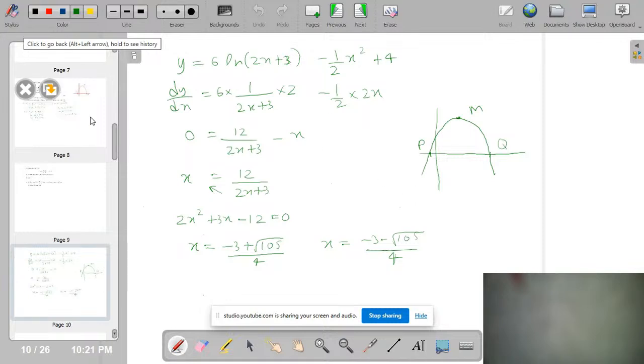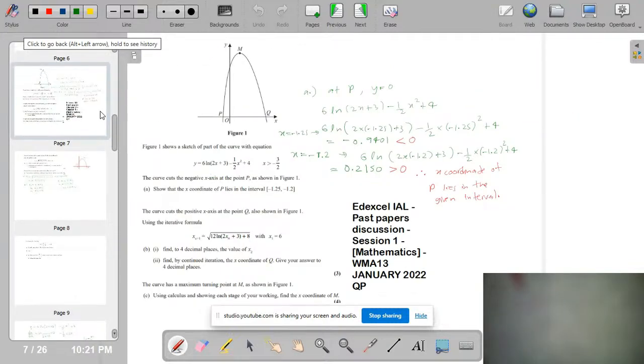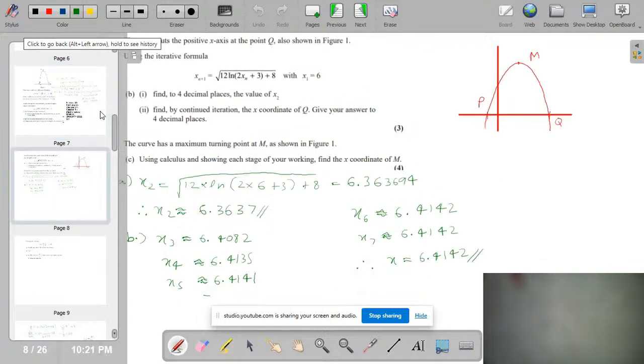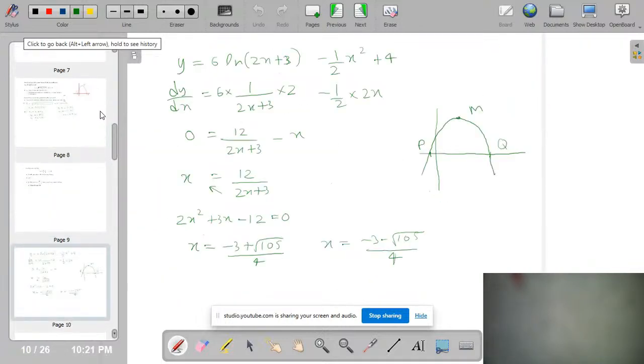So I'll go back to the original graph. The graph is something like this, only one stationary point visible there. If I come to my answer, I'm getting a negative value as well as a positive value. You can see that M is in the positive region, therefore my answer has to be what? Only this positive answer. This is not positive. So we are done with that sum.